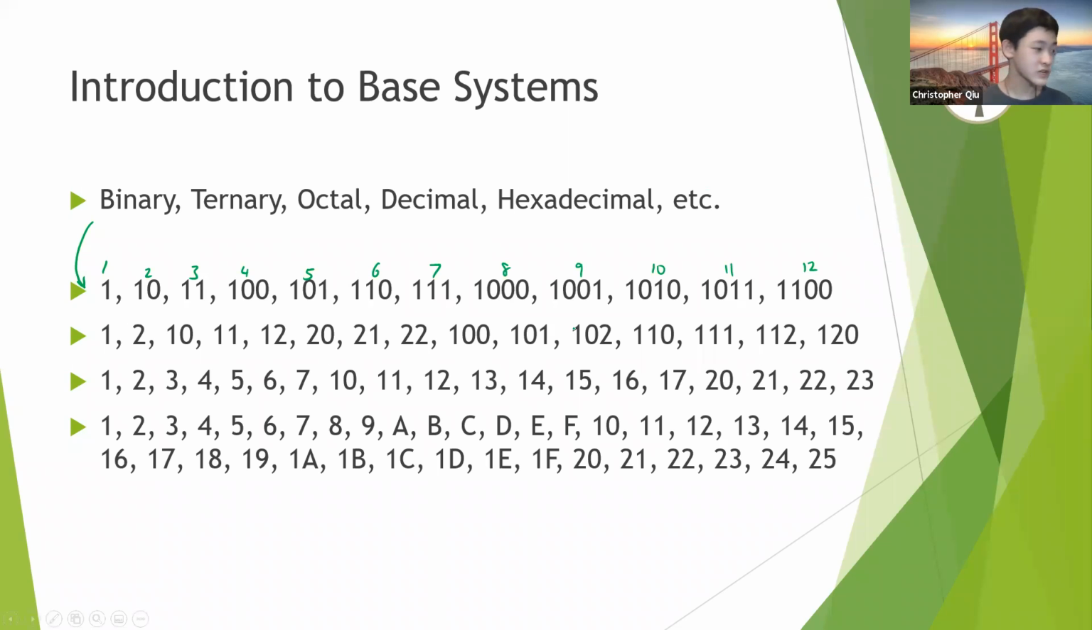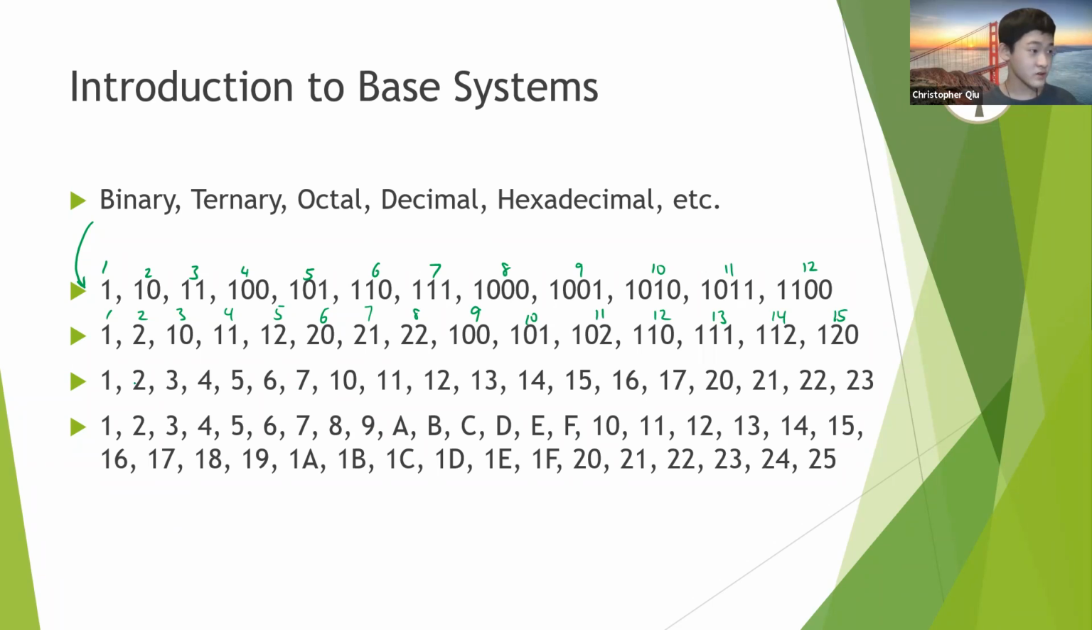And we can count similarly in ternary. So we'll start with 1, 2, and for 3 we'll have 10. For 4 we'll have 11. For 5 we'll have 12. For 6 we'll have 20. For 7 we'll have 21, and so on. And when we get to 9, we'll have 100, because 9 is 3 squared. And then we can keep counting. 10, 11, 12, 13, 14, 15.